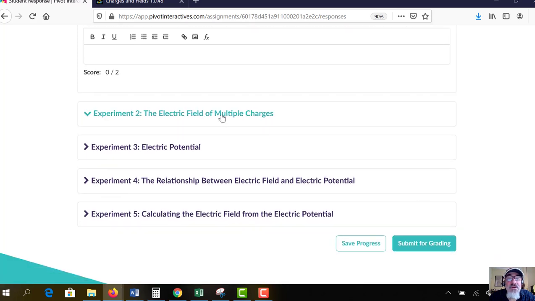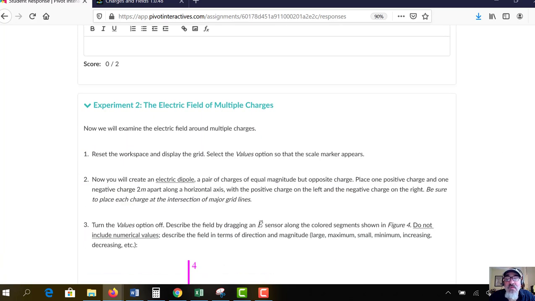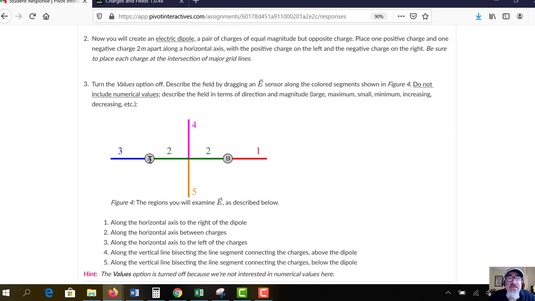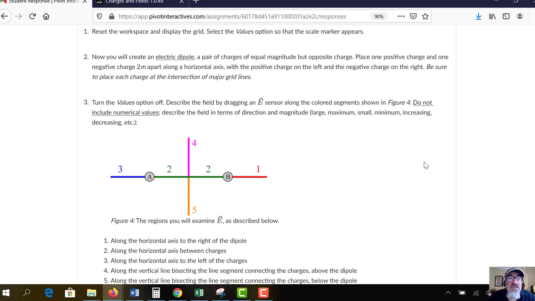Electric field of multiple charges. This is where we're going to look at a dipole actually. So we'll have one charge here and one charge here, and it tells you where to put each. So in this one, a dipole, that's what a dipole is, a positive and negative charge separated. So you'll create an electric dipole, pair of charges, equal magnitude, opposite charge. Place one positive charge and one negative charge 2 meters apart on the horizontal axis with a positive charge on the left. So positive charge over here, negative charge over here.